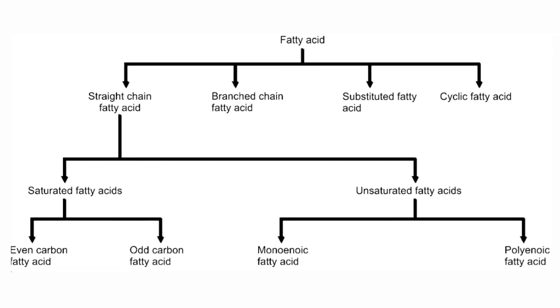Coming to the last one, cyclic fatty acids. Fatty acids which have cyclic groups in their structure are called cyclic fatty acids. For example, these are seen in bacteria and seed lipids. Chaulmoogric acid obtained from chaulmoogra seeds is a cyclic fatty acid.